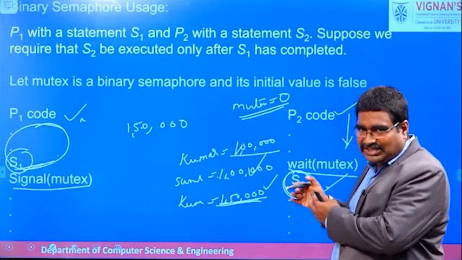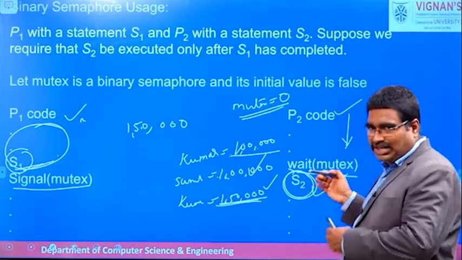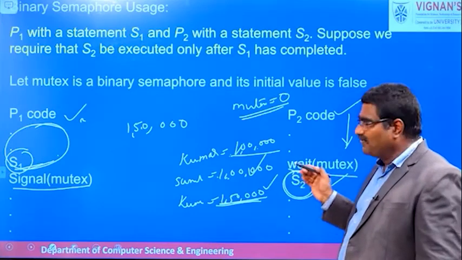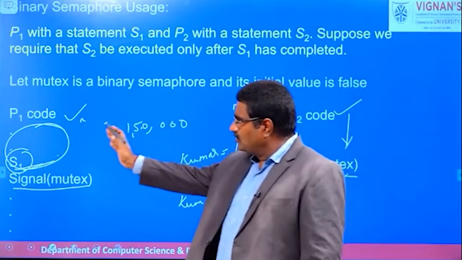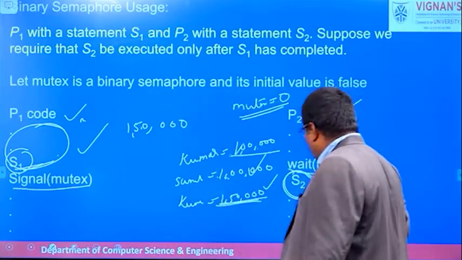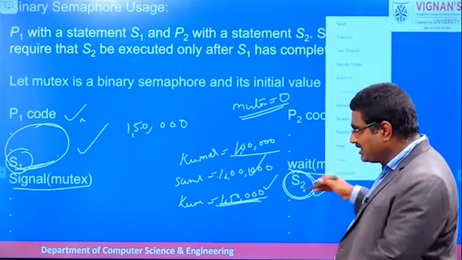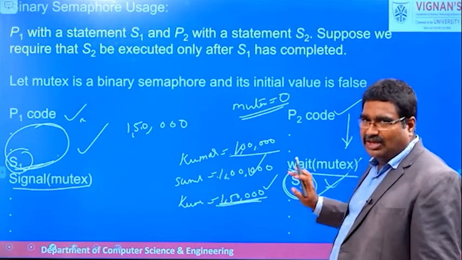After the amount is credited to the Kumar account, then only Kumar is allowed to transfer the 1,50,000 to the merchant account. So the amount transfer from Sunil account to the Kumar account is one process, one program, and the Kumar account to the merchant account is another program, but there is a need of synchronization. After receiving the amount only it is allowed to transfer.